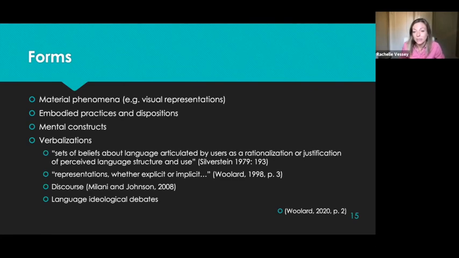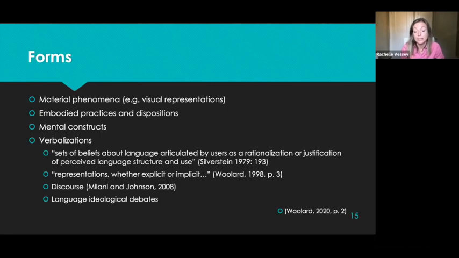And later, Catherine Woolard says, well, they're representations, but they can be explicit or implicit. So we have a little bit more precision. But because there's been this focus on verbalizations, there has been a lot of uptake on this focus about what we say about language, and how we can study language ideology through what we say or don't say or what we imply. So there's been, for example, a chapter by Milani and Johnson where they combine corpus critical discourse analysis and language ideology and try to bring those together. And then there's also been the edited collection by Jan Blommaert, where a range of scholars look at language ideological debates.